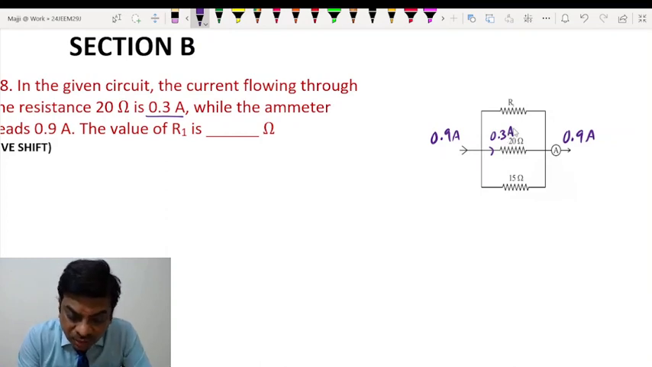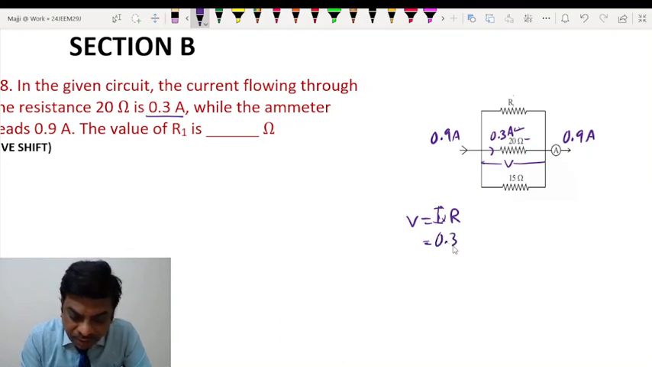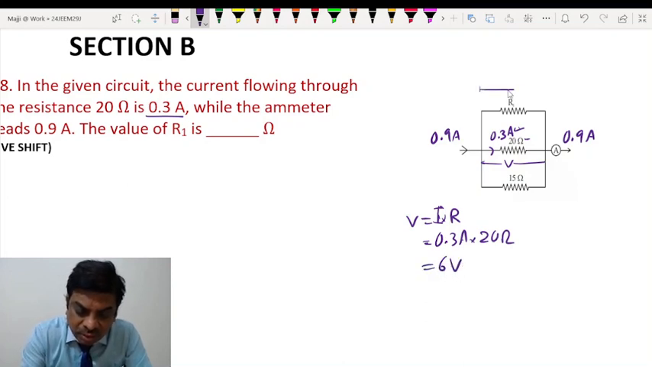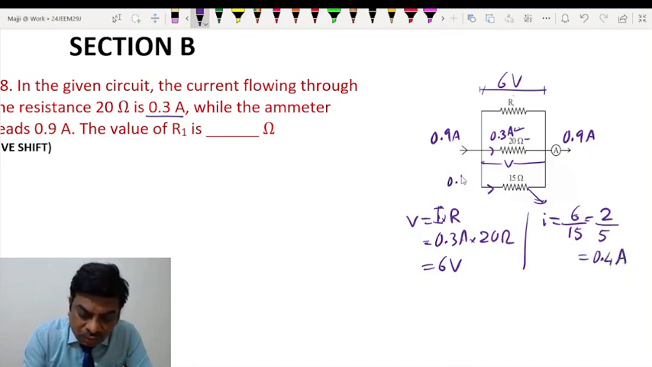Okay, students. So based on that, we can find the potential difference across this. So potential difference is I into R. This formula I am using, not this R. This is different. So I is how much? 0.3 ampere, whereas resistance is 20 ohm. So 6 volt is the potential difference, students. So based on that, we can find the current through this. So current through this will be 6 upon 15. So this is 3 2s are, 3 5s are, so 0.4 ampere. So here you have 0.4 ampere.